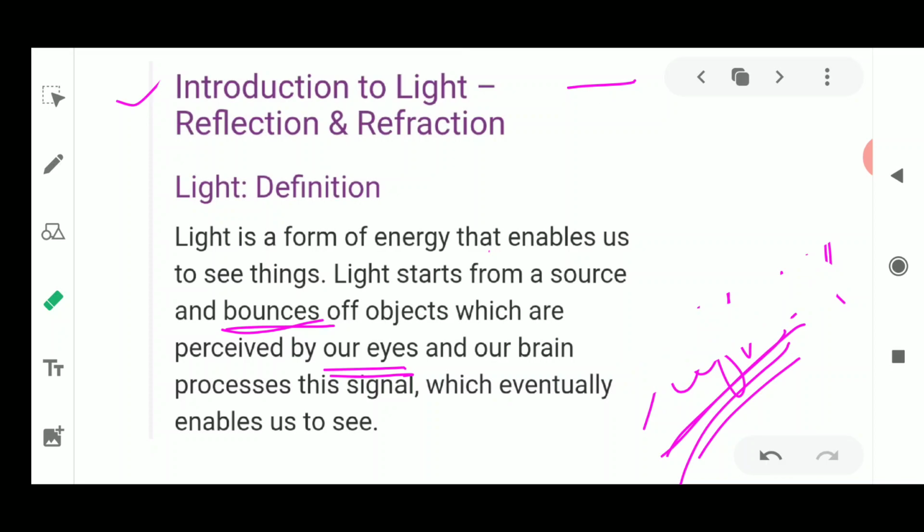For example, the sun is shining on each and every object. We are going to see the objects in various colors, and it is possible because of reflection only, because light is being bounced off from these objects, which is being perceived by our eyes. Then it is being transmitted to the brain, and our brain tells us what things we are seeing.